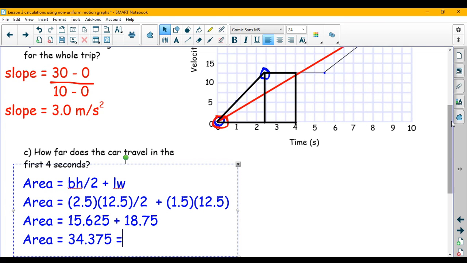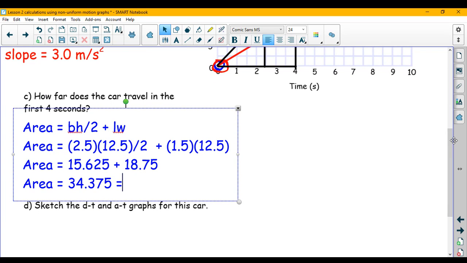Because that would be unrounded. I need to round it. And remember we said 2 decimal places, right? The smallest ones are 2 decimal places. The 2 does not count because it's exactly 2. It's infinite. So I'm going to round this to 34 and give it units. It's area under the graph. I know that makes you think meters squared, but it is a distance. So in this case, meters.